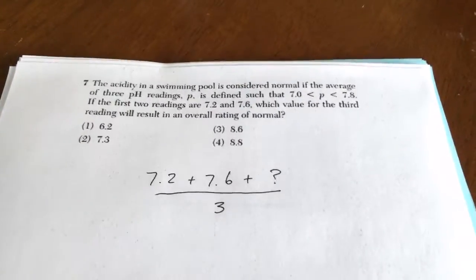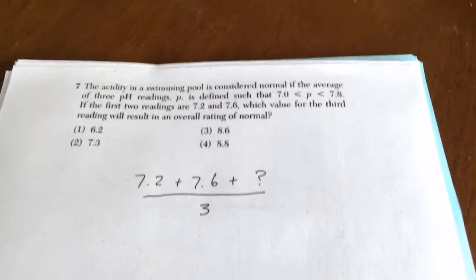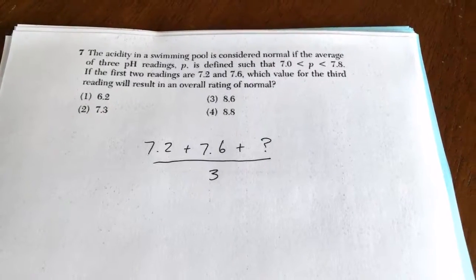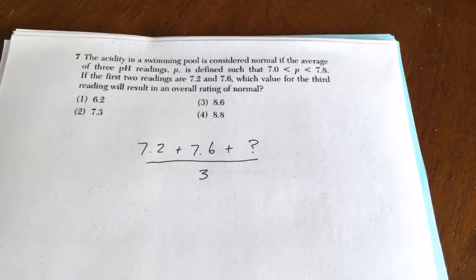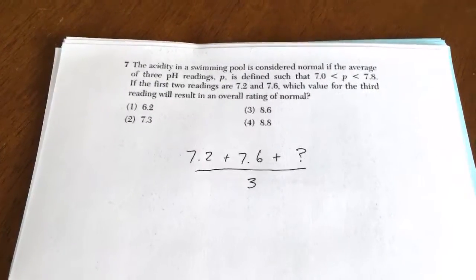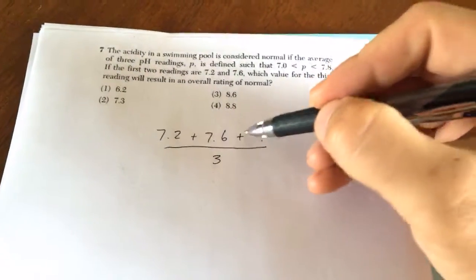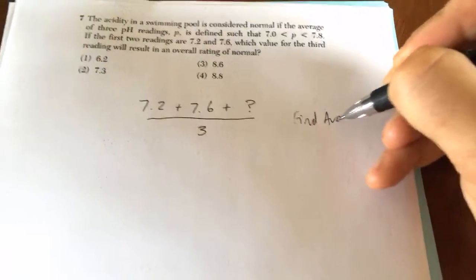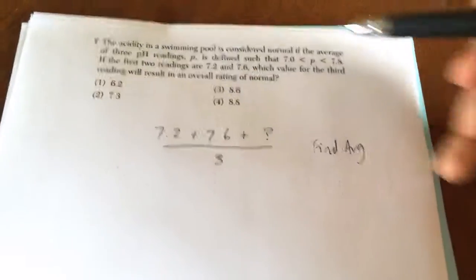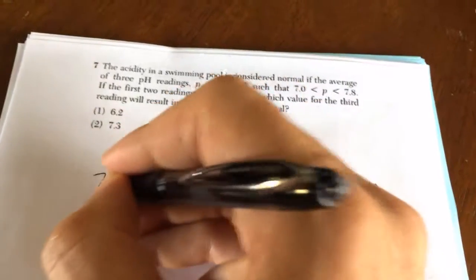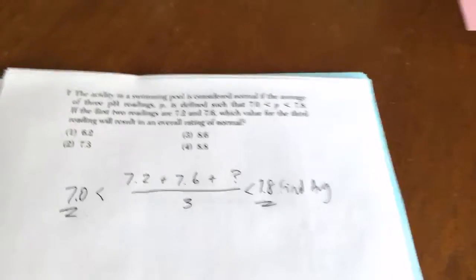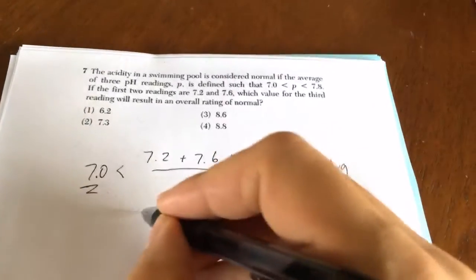In number 7, they're talking about the acidity in a swimming pool. This is basically kind of an average problem. They're looking for the average, and the first two readings are 7.2 and 7.6. Which value for the third reading will result in an overall rating of normal? Basically, it's saying 7.2 plus 7.6 plus something when divided by 3. This is how we find the average. If we're going to find the average here, which one's going to give you a value between 7 and 7.8? So which of these is going to give you a value between 7.0 and 7.8? Just to demonstrate that it's choice number 2.